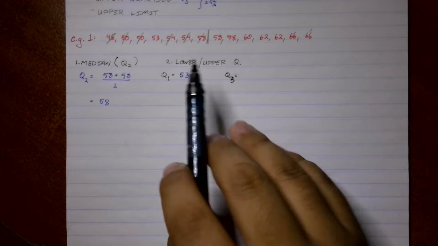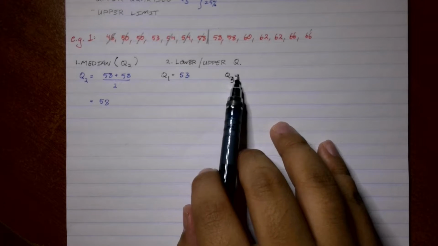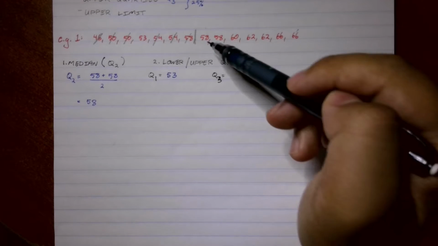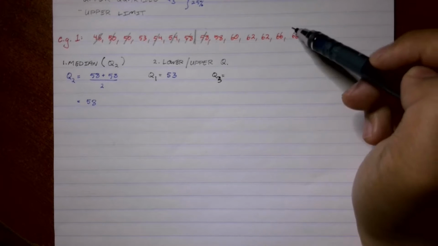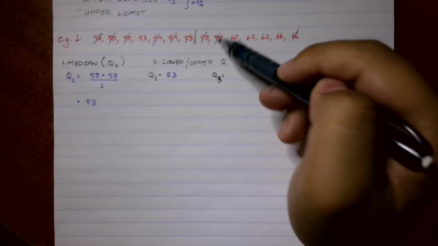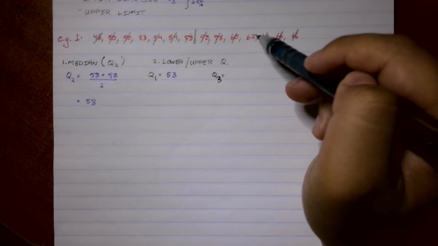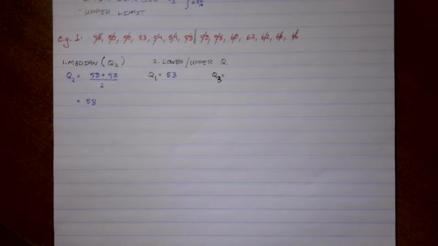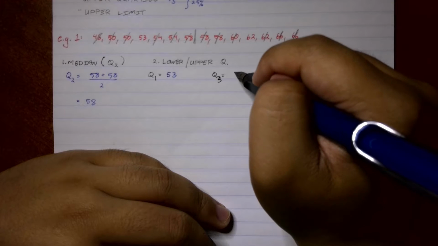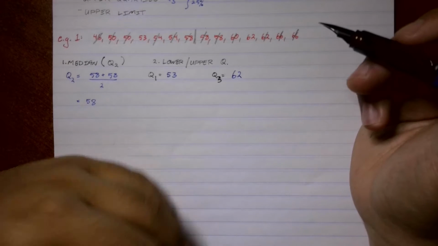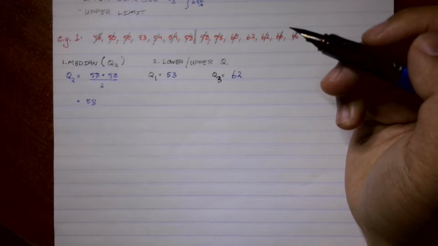We're going to now calculate the upper quartile in the same manner. We cross off from the left, from the right, left, right, left, right, and we've arrived at one number, which is 62. There we go.